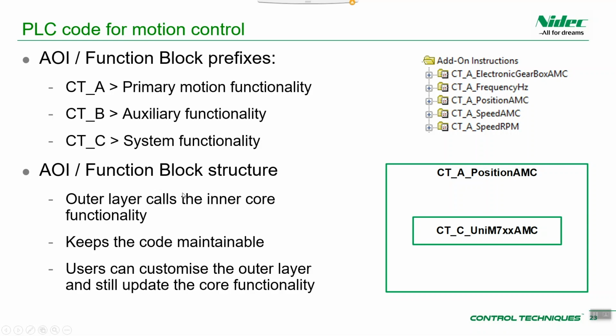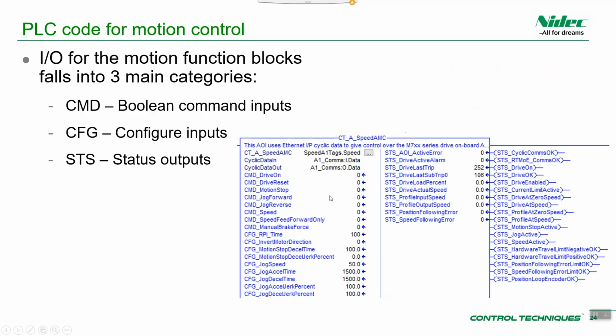So the AOI or function block structure is such that we have an outer layer. Okay, so the outer layer are these function blocks or AOIs in the Rockwell environment, and then those give you an interface to an inner core of functionality. So this inner core of functionality is always visible, but is not editable, to keep it maintainable. But the outer layer can be fully edited and investigated. You can do what you like in this layer, basically, just to add a certain amount of flexibility for customers using this.